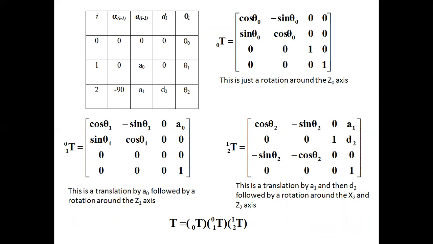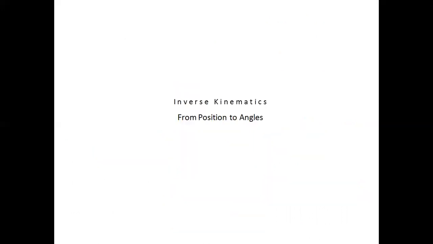Whereas in the case of T1, translations will be followed by the rotation around the Z1 axis. The next thing we'll have is a translation by A1 and a D2 followed by rotation around the Z1. So there is the translation, then the rotation around the Z0. Next one is the translation, which is followed by the rotation, then translation D2 followed by the rotation. So these are all about the forward kinematics.